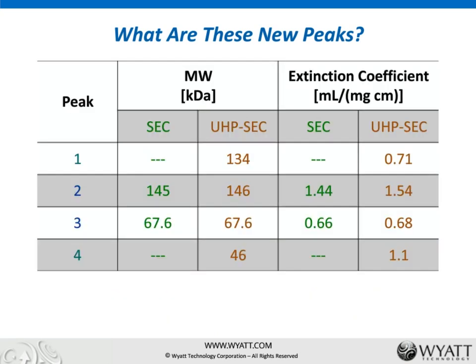We tabulate the molecular weights and extinction coefficients from those 2 systems here, and they give very similar results for peaks 2 and 3. Peak 2 has a molecular weight of 145 kilodalton, extinction coefficient about 1.5 for 1 milligram per milliliter. Peak 3 molecular weight is 67.6 kilodalton, extinction coefficient about 0.67. Even though those 2 peaks differ in their molecular weight by a factor of 2, they're not simply monomer and dimer, because they have very different extinction coefficients.